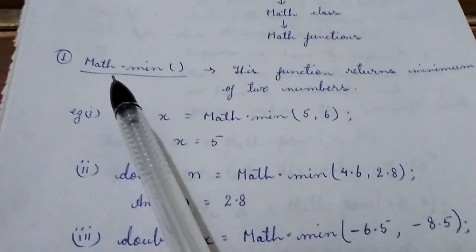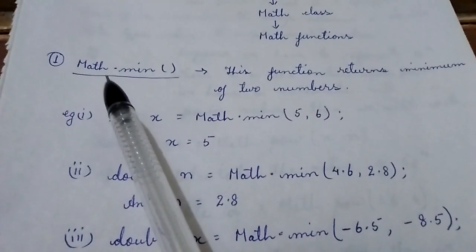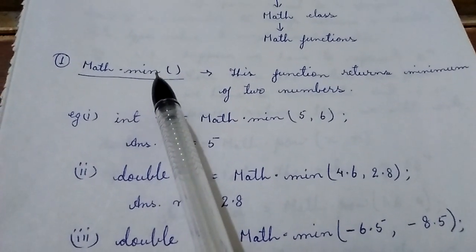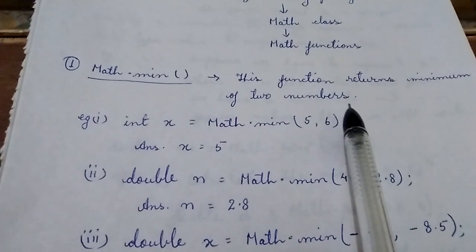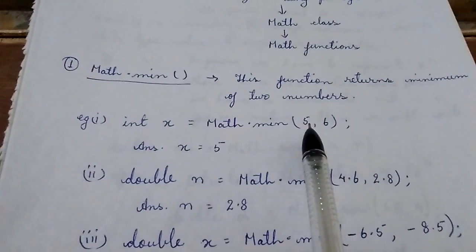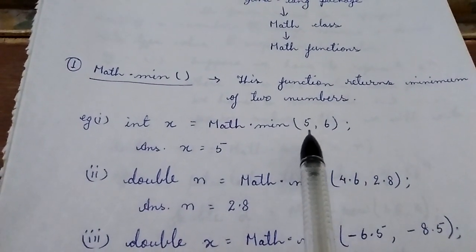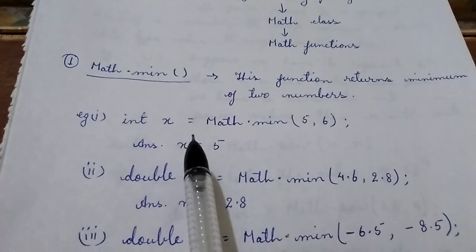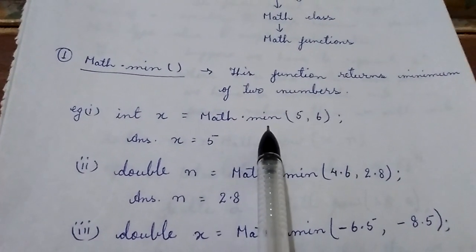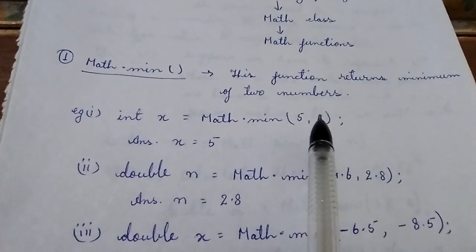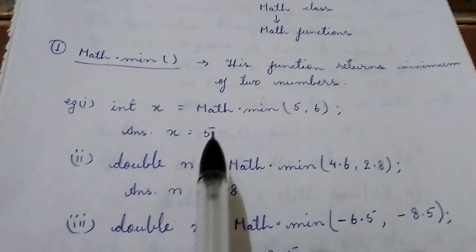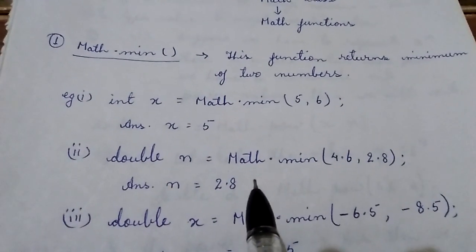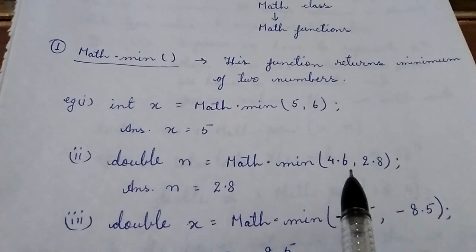So we see here the first function, that is Math.min. This function returns the minimum of two numbers. So any two numbers when we pass, the function returns the minimum. We see here the first example, Math.min(5, 6). So it will return 5. So x is 5.